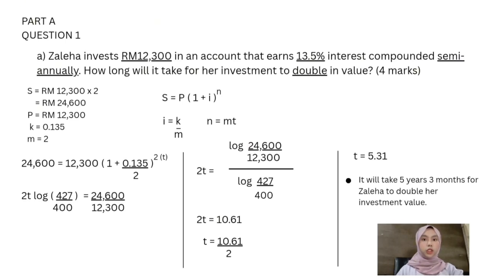i equals k over m, and n equals m times t. Next, we put all the information in the formula. 24,600 equals 12,300 times (1 plus 0.135 over 2) to the power of 2T. 2T log (427 over 400) equals log (24,600 over 12,300). 2T equals log (24,600 over 12,300) over log (427 over 400). Calculate using the calculator and we get 2T equals 10.61. T equals 10.61 over 2. T equals 5.31. So it will take 5 years, 3 months for Zaliha to double her investment value.